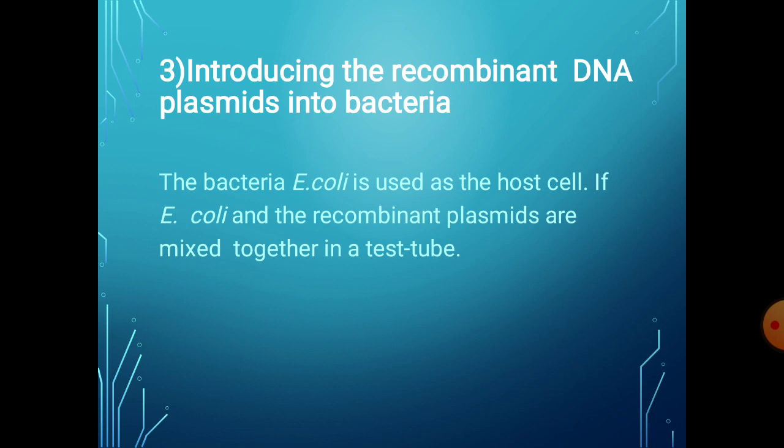Step 3. Introducing the recombinant DNA plasmid into bacteria. Now, that recombinant DNA having the cDNA of insulin and the plasmid, we will introduce into a bacterium. E. coli is used as a host cell. E. coli and the recombinant plasmid are mixed together in a test tube.